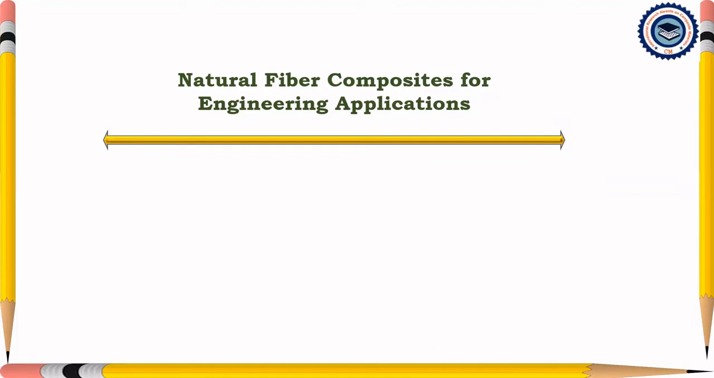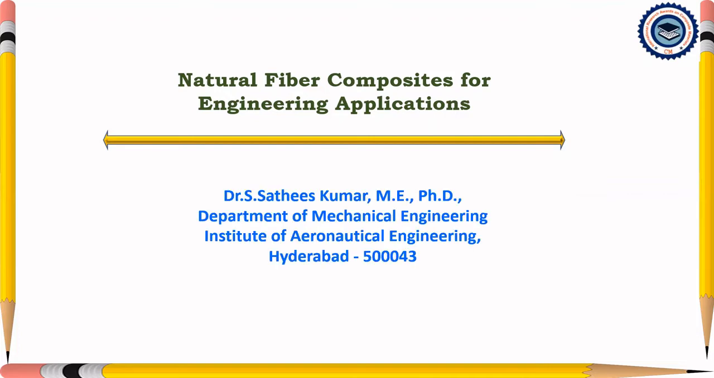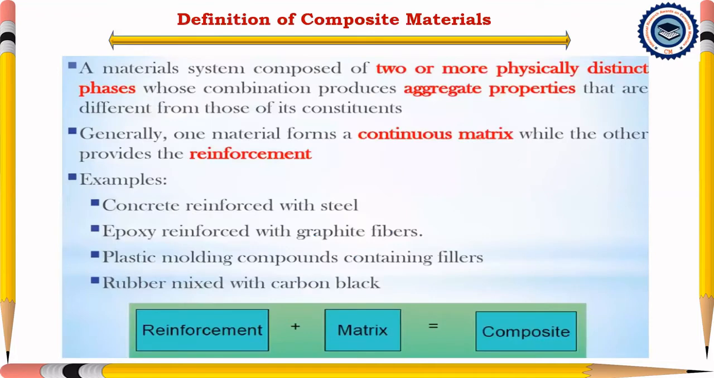Now I am going to discuss the topic of natural fiber composites for engineering applications. So, what is the definition of composite materials? A material system composed of two or more physically distinct phases whose combination produces aggregate properties that are different from those of its constituents. Generally, one material forms a continuous matrix while the other provides the reinforcement.